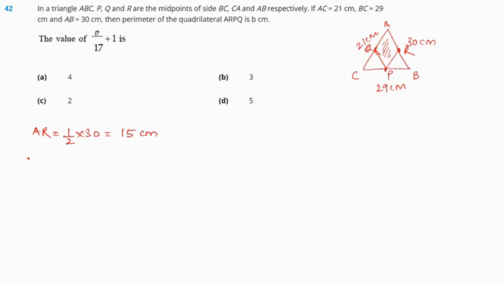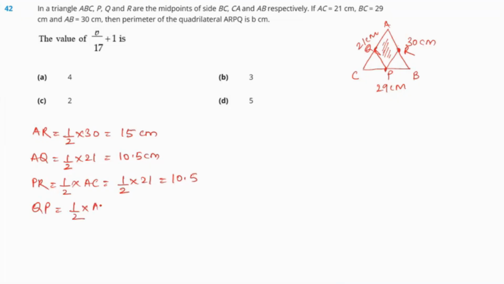Similarly, AQ should be half of 21. Correct? So that needs to be 10.5 centimeter. And this PR, since it is the midpoint of this, PR needs to be half of AC. Correct? So that needs to be half of entire 21, which gives us 10.5. Okay? And this QP needs to be half of AB. That gives us half of 30, which gives us 15 centimeter.